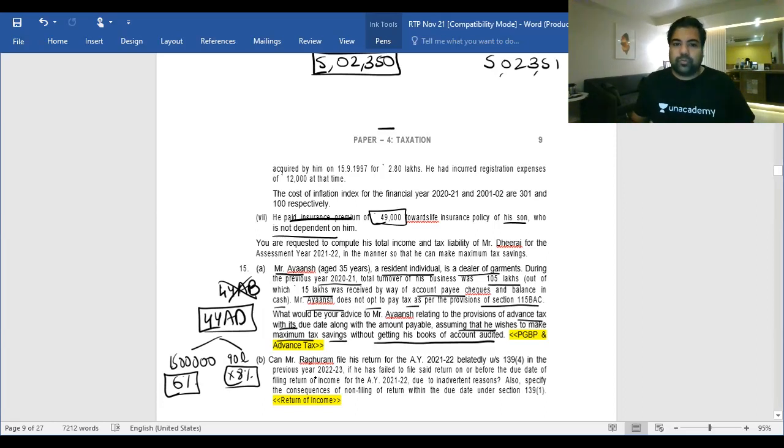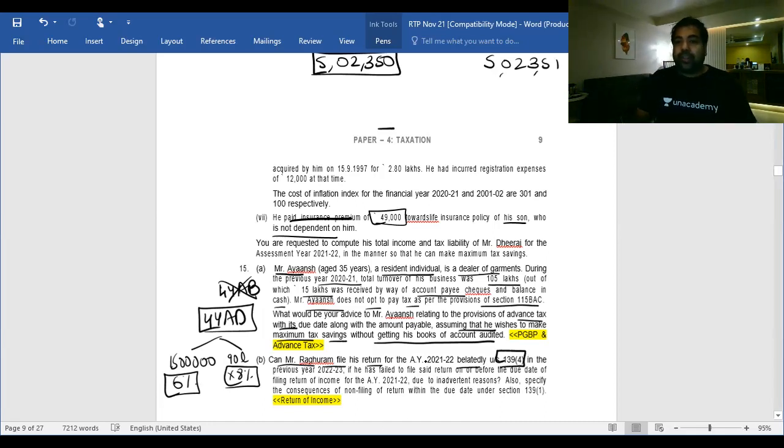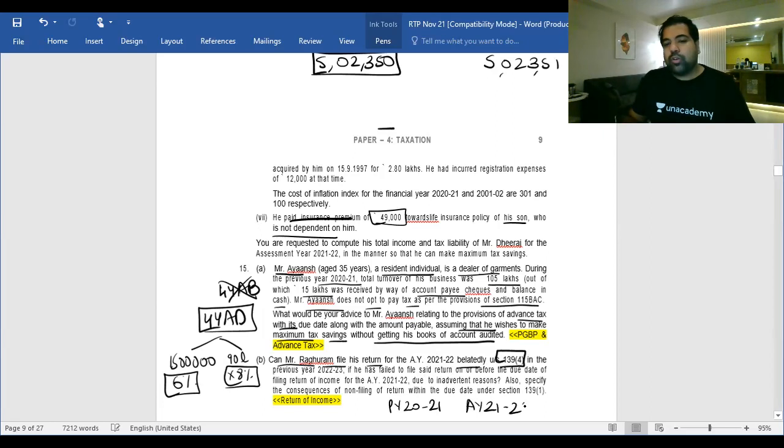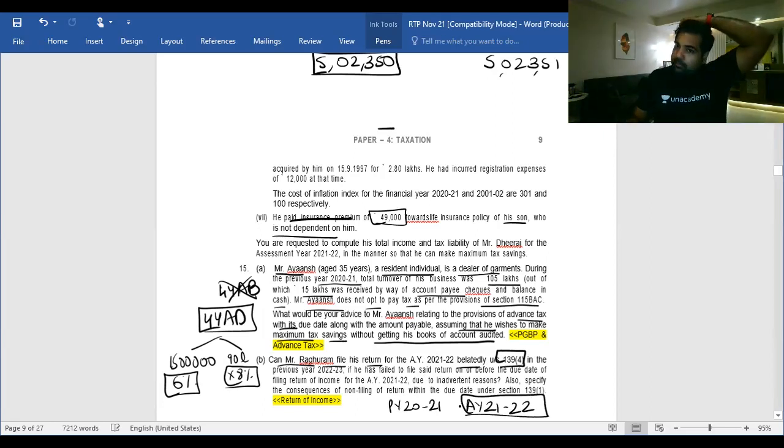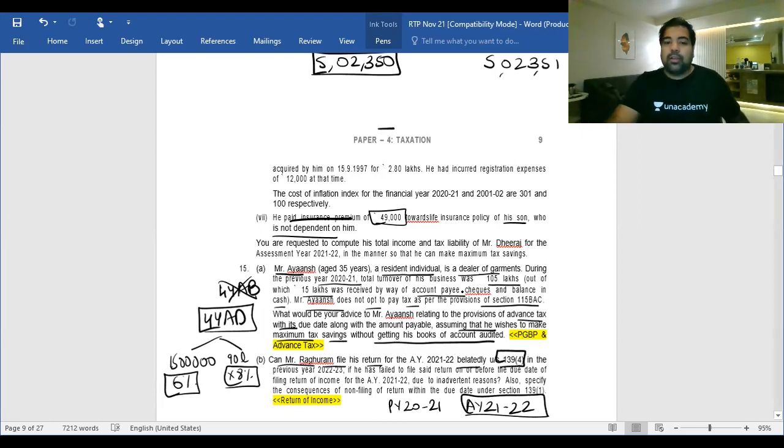Perfect. Can Raghuram file his return belated under section 139(4)? Yes, he can file it belated, but remember, belated can be only till the end of the assessment year. So for the previous year 2021, the assessment year is 21-22. So you can file it belated anytime till the end of the assessment year or till he picks it up for assessment, the officer, which we'll see at CA final level. But till that time, you can file your belated return.